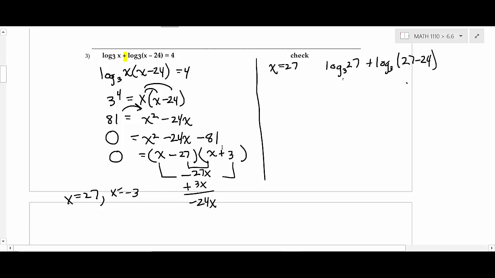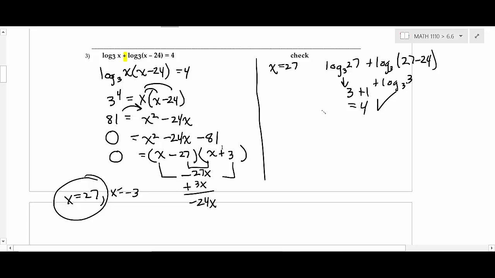Okay? Tell me what the log base 3 of 27 is. What do you raise 3 to give you 27? 3, good, that's 3. Okay, this next one is log base 3 of 3. What's the log base 3 of 3? 1, because 3 to the first is 3. 3 plus 1 is 4. That's good. So that's definitely an answer to the problem. All right, you work the logs out.